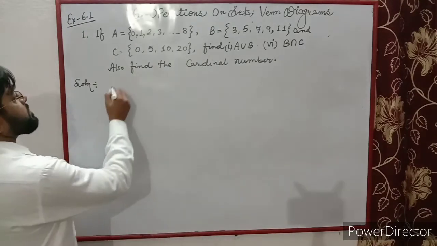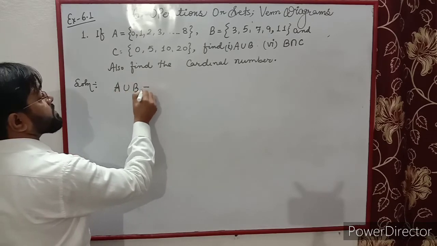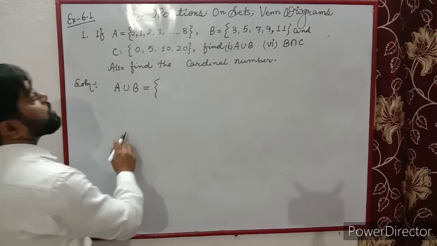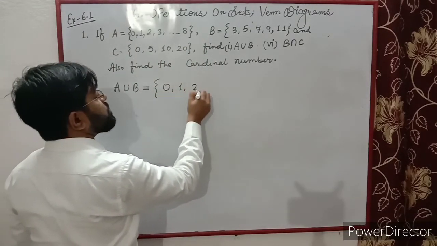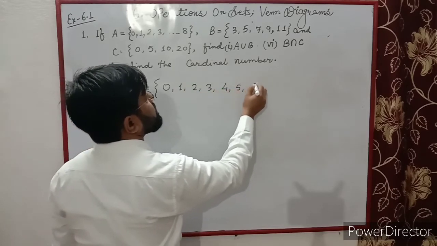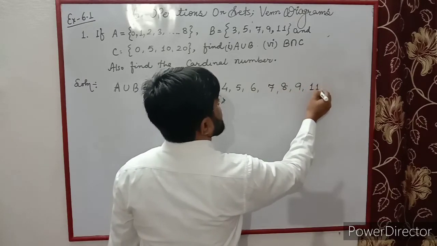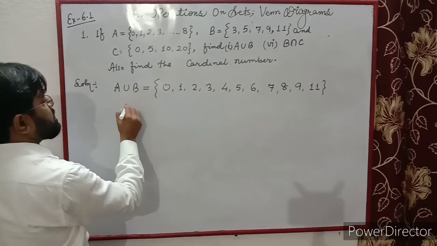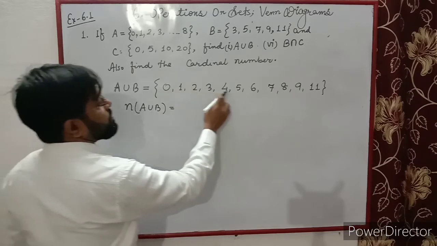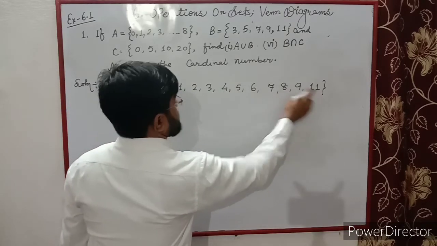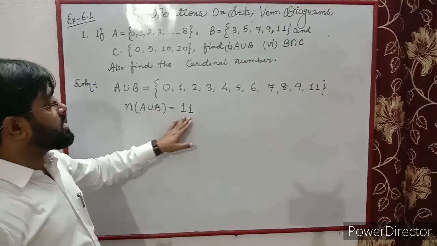So first of all, A union B, right, all those elements which belong to set A or set B. So 0, 1, 2, 3, 4, 5, 6, 7, 8, 9 and 11. And their cardinal number, so the number of set A union B: 1, 2, 3, 4, 5, 6, 7, 8, 9, 10, 11. So 11 elements. The cardinal number of set A union B is 11.